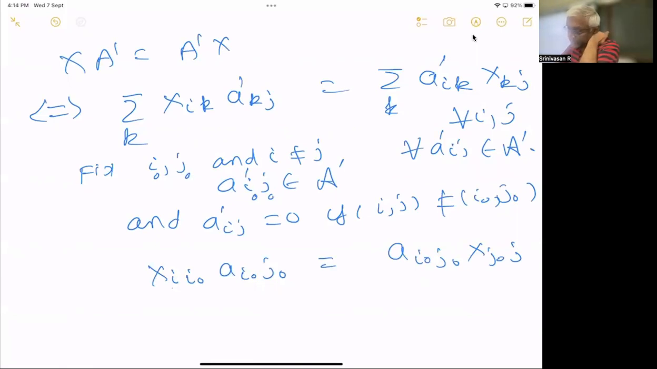So this just says that when i is not equal to j, this just implies that x_ij equals 0 when i is not equal to j.